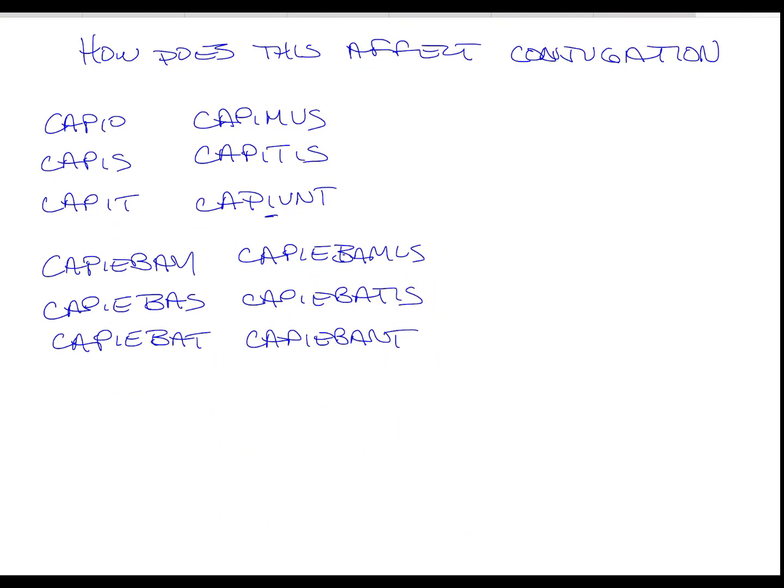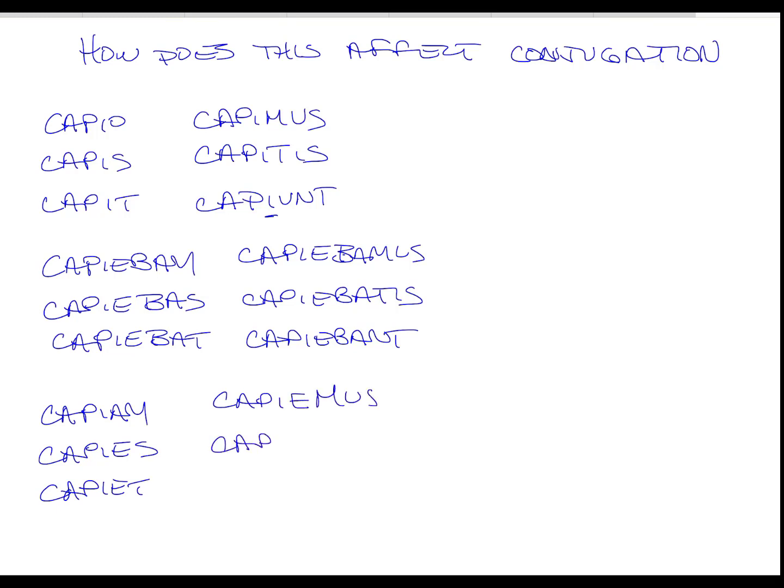Notice it has that I throughout. And in the future, copiam, copies, copiet, copiemus, copietis, copient. So notice this I in there throughout. There's the new one. There's the new one. All of these are new I's.